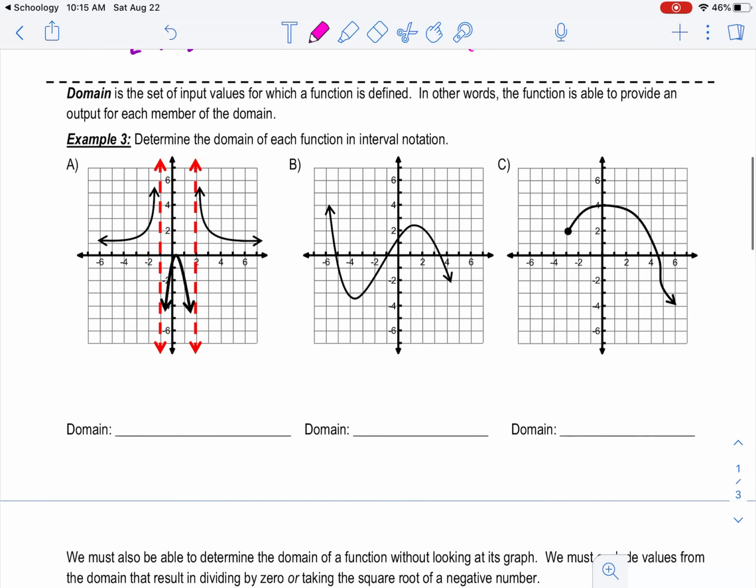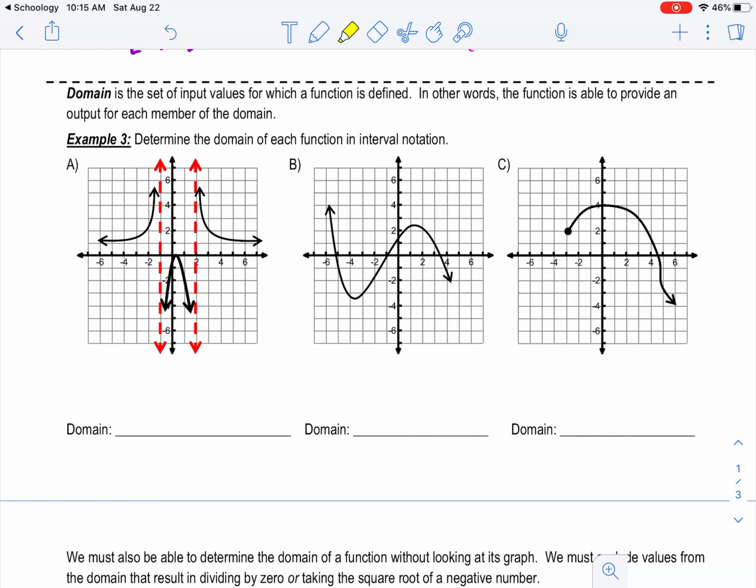When we're writing it, most of the time we're talking about domain. Sometimes we're talking about range. We're not going to hit range yet today. So domain is the set of input values for which a function is defined. In other words, the function is able to provide an output for each member of its domain. So if there's an output for that input. So I think of it as all possible x values. So you've done this before. You've written domain of a graph. So if this comes easy to you, great, because it's supposed to.